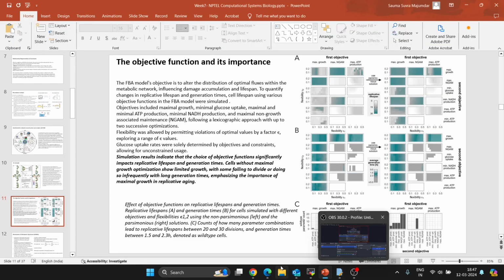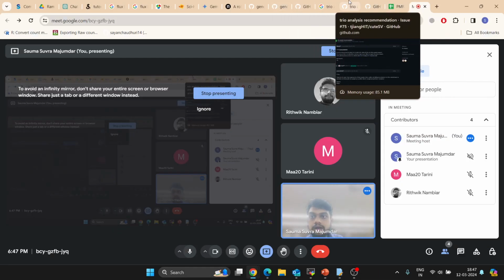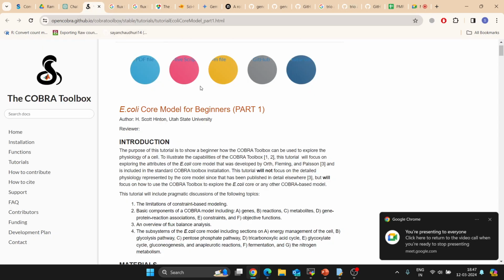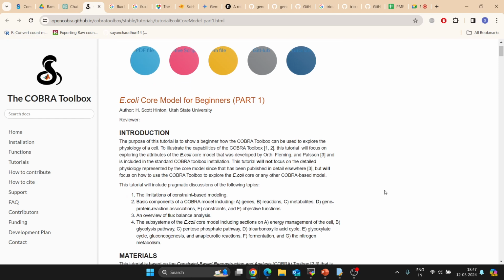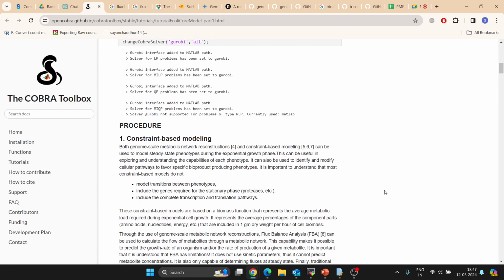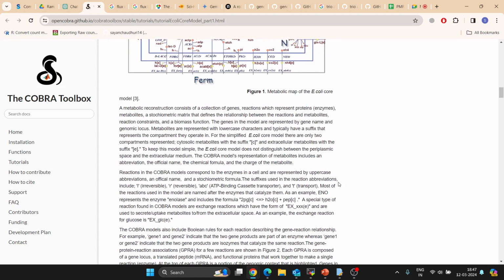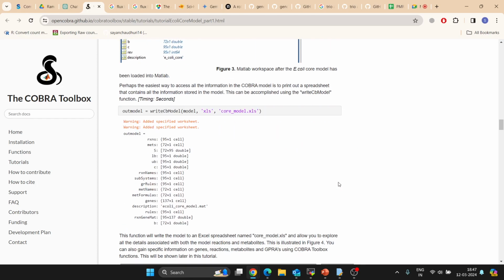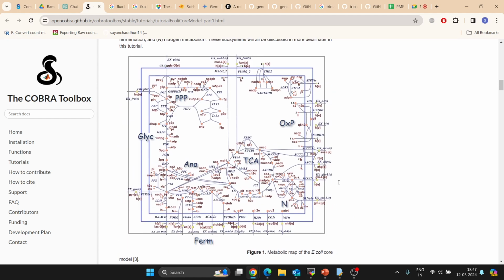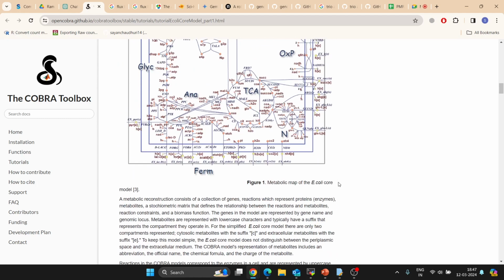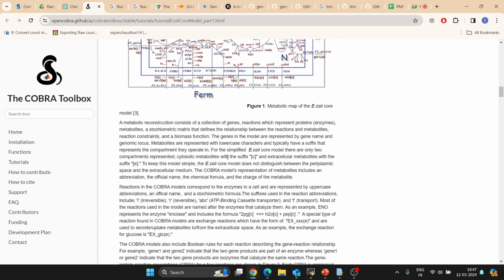One such example, I'll just show you here. So this is one such optimization function. This is a model inside Cobra that is basically showing, this is for E. coli metabolism. So this is the network that they are modeling.